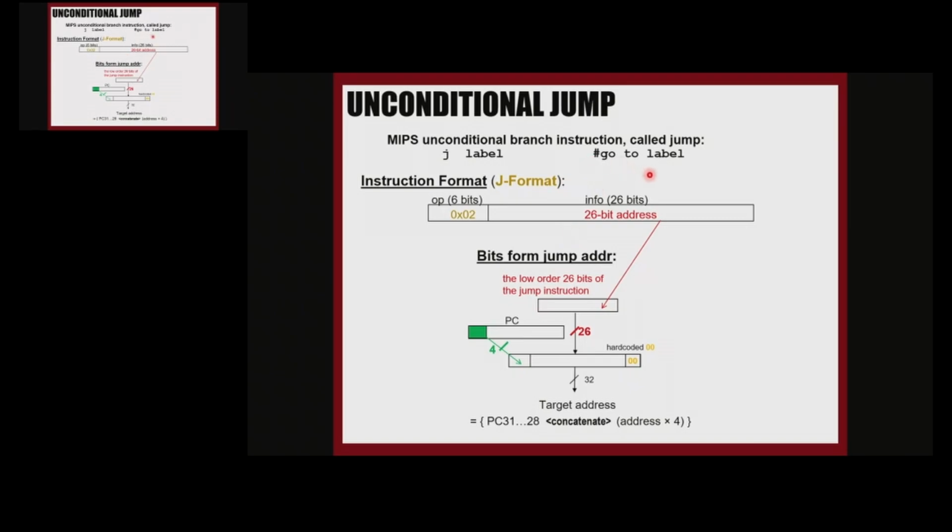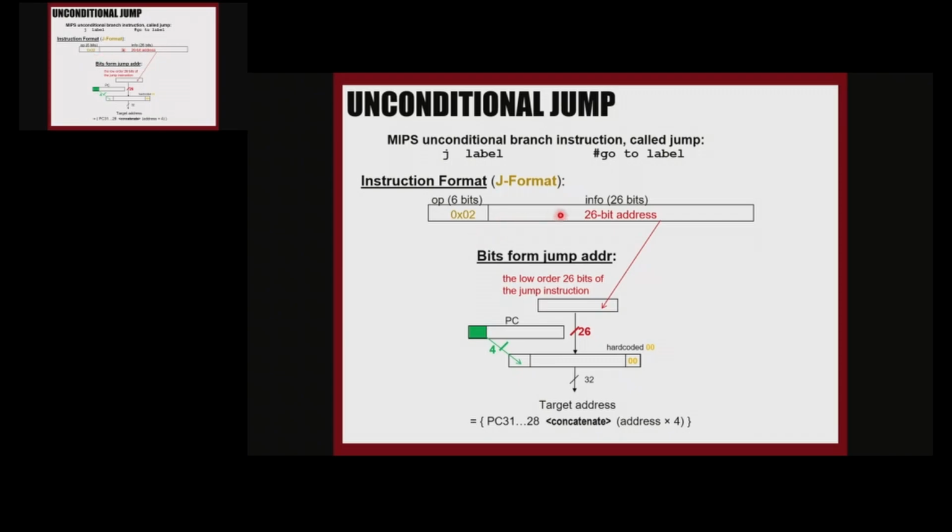Okay, so how do we calculate the target address here? We get this 26 bit, and we have the same story here. We multiply by 4, or shift left twice. Then the 26 bits are now 28 bits. But you also do something that is called concatenation. You concatenate the most significant 4 bits of the program counter and add it there too.